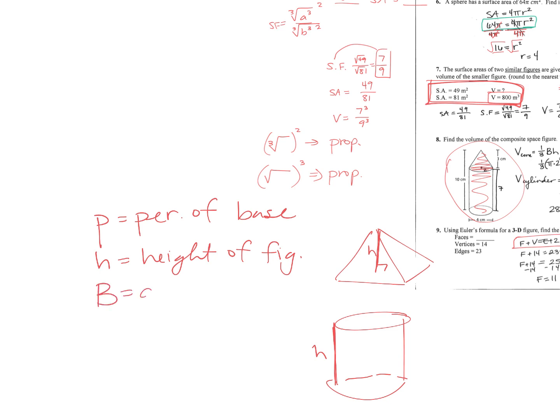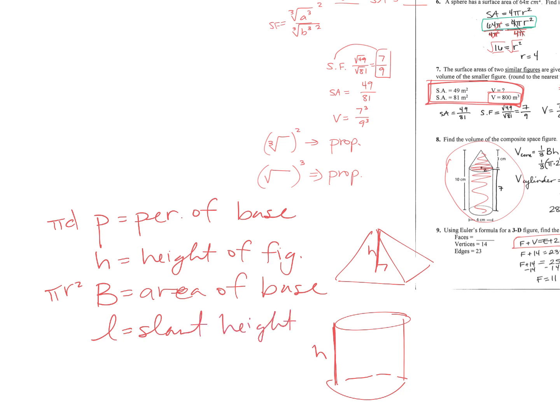Capital B is the area of the base. So if your base is a circle, pi r squared, right? If it's a circle and you're finding perimeter, pi d. L is the slant height. So in this one, that's this side. That's your slant height. P, L, B, H. I think that's it.